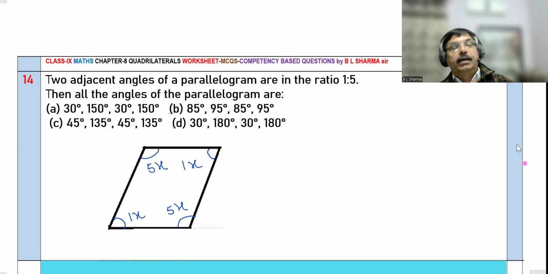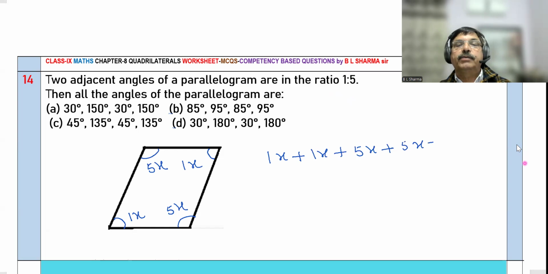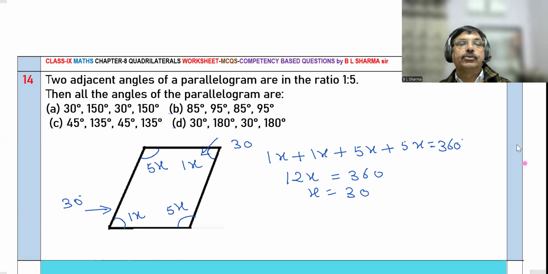5x degree. Again, we know that sum of all four angles of a parallelogram is 360 degrees, so 1x plus 1x plus 5x plus 5x is equal to 360 degree. Totaling, that is 12x is equal to 360 degree and x is equal to 360 upon 12. That is 30 degree. So this angle is 30 degree, this angle is also 30 degree. This angle is 5x, 5 into 30, 150 degree, and this angle is also 150 degree. So the angles are 30, 30, 150 and 150. So A is the correct option.